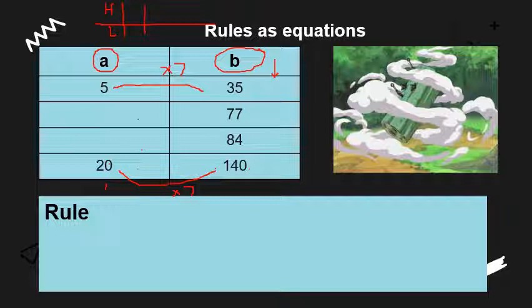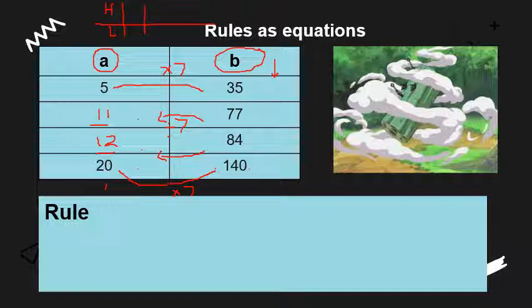But I want to find out what these missing values are here, so I just need to do the inverse or the opposite. I know the inverse of multiplication is division. So 77 divided by 7, now we're going this way, is going to give me 11. 84 divided by 7 is going to give me 12. So now I've filled in my table of values.